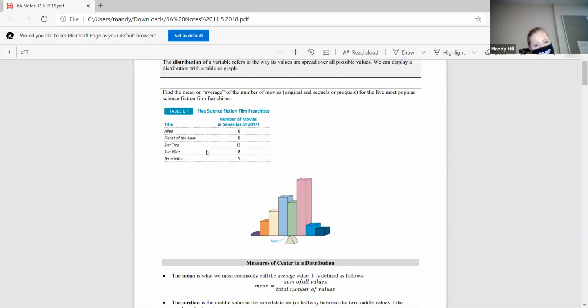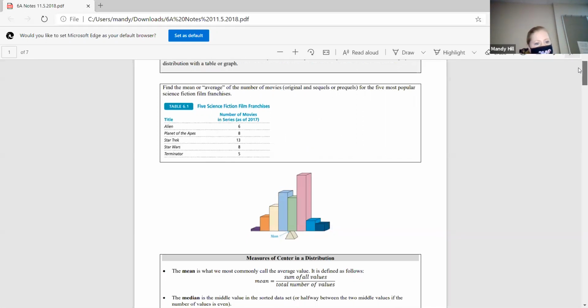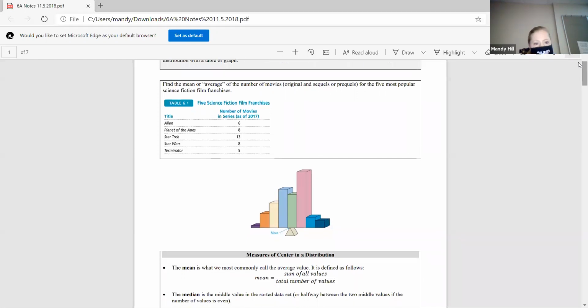We'll talk about why in just a minute, but when we're talking about this, most people relate this to grades, right? If you want to find your average, you usually add all your grades up and divide by how many there are, depending on if your teacher has weighted them or not. Especially in high school, that's how you would find it. So the mean is what we most commonly call the average. It is defined as follows: you add up all the values and then divide by the total number of values.